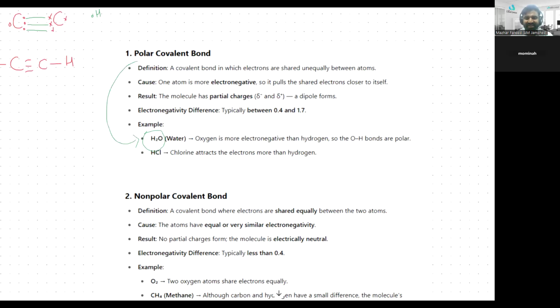Now check HCl. H and Cl, hydrogen and chlorine, are two different atoms. So when bonding is present between two different atoms, that is called a polar covalent bond. Is it clear? Because hydrogen has one electron, chlorine has seven electrons, and one electron pair is formed between the two atoms. This is called a polar covalent bond.